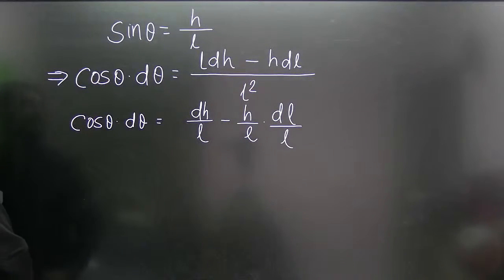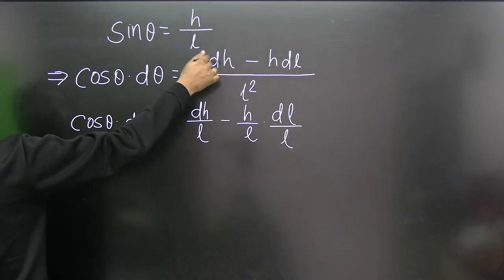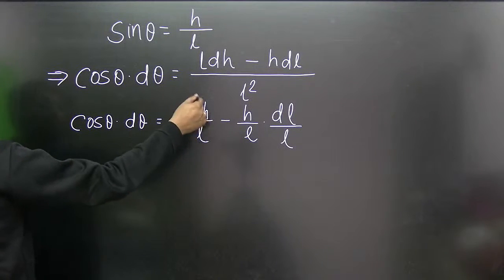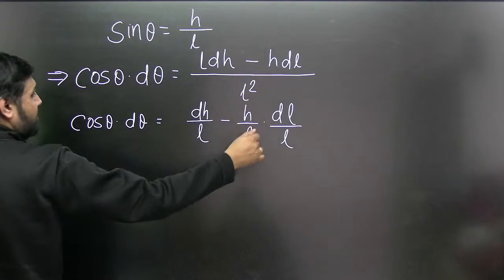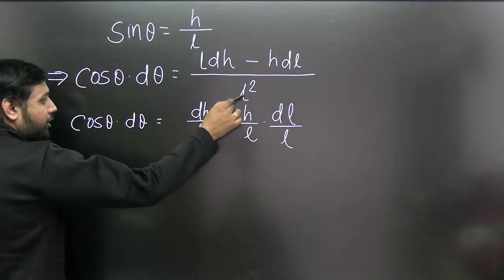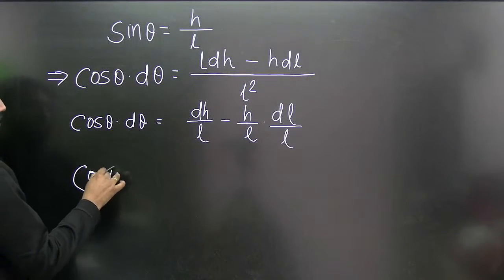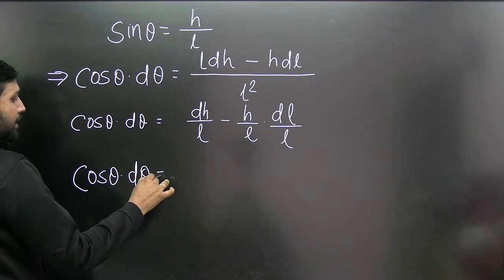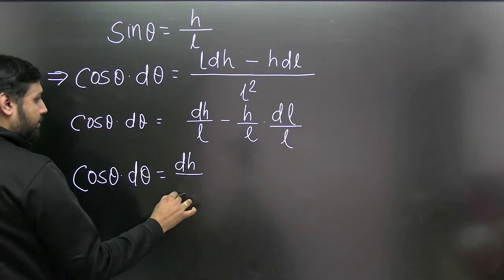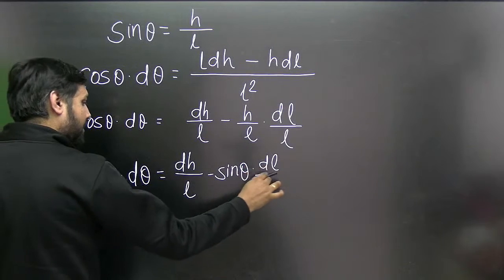I have just simplified that relation. In the numerator there was L dH, and the denominator was L square, so L and L cancelled, leaving dH upon L, and there I wrote h upon L into dL upon L. That's not a big thing, you can easily understand. Now you already know that sine theta is equal to h upon L, and here you look at this, what is that? h upon L. So we can replace this h upon L by sine theta. We can write cos theta d theta is equal to dH upon L minus sine theta into dL upon L.